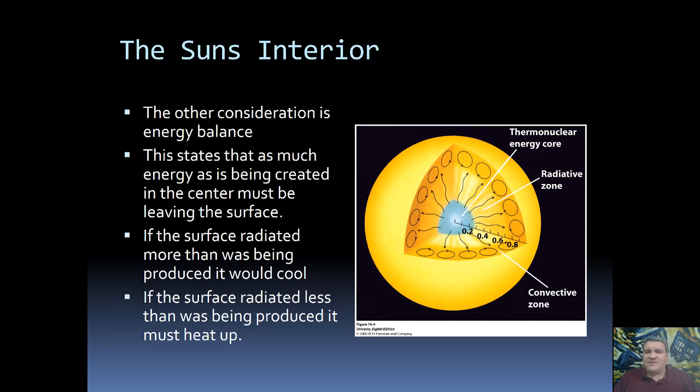Either the star would have to heat up, or would have to expand, or would have to change in some way. Similarly, if the core suddenly started producing less energy than what was being given off out at the surface, then again the star would have to change in some way. Either it would have to shrink, or cool down, or something would have to happen because of that change. So the idea of energy balance is that whatever is produced in the core of the star has to be given off at the surface of the star.